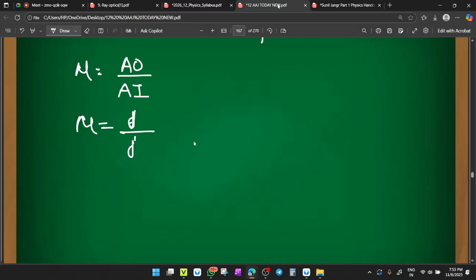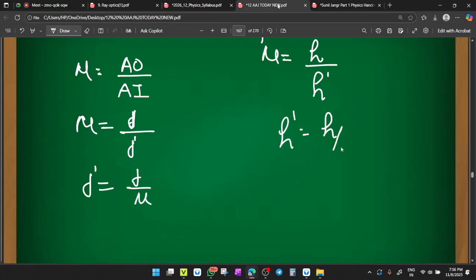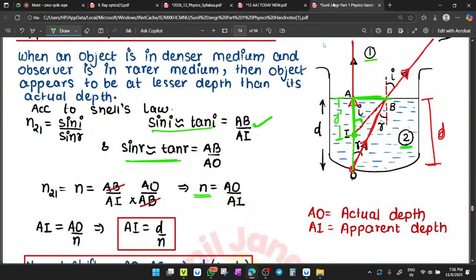Clear or not? In some of the books, the real depth is considered as H and the apparent depth as H dash. So D dash, the apparent depth, is equals to D by mu. Or you can say H dash equals to H by mu. Clear? So this is the difference between apparent depth and real depth.